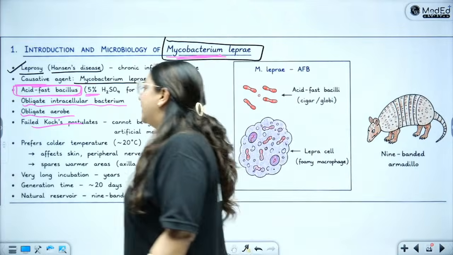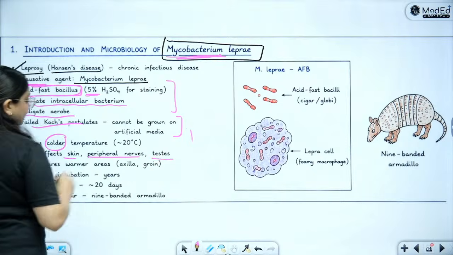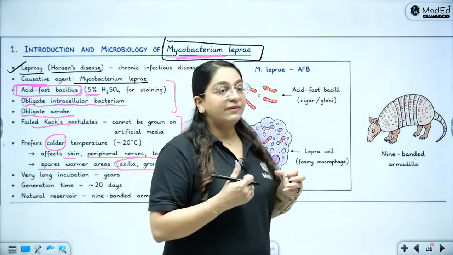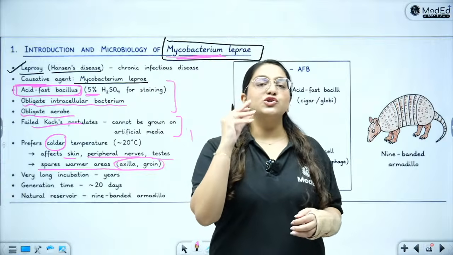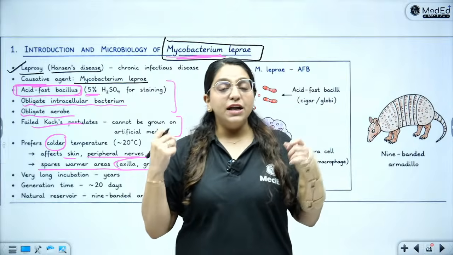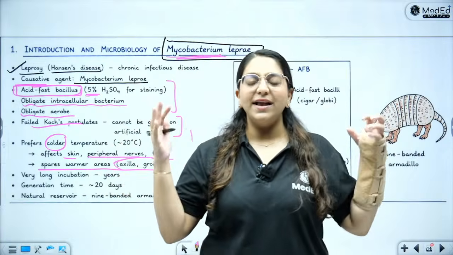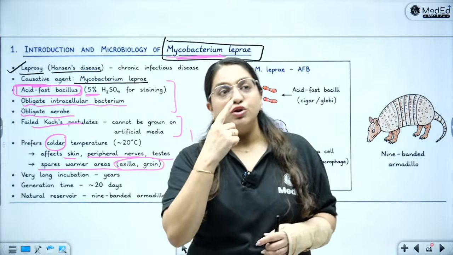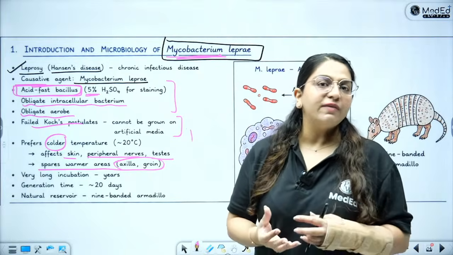Then it loves the cold temperature so much that it affects your skin, peripheral nerves and testes, and it spares the warmer areas like the axilla and groin. So you will have neuropathies, tingling sensations or nerve involvement. The skin lesions are going to come on the face. You will find the bacteria maximally in the extremities, in the earlobes, the tip of the nose and the tip of the fingers, a lot more than in the axilla, groin and warmer areas. All of these colder areas of the body is where you will find him. You will find him in the nerves.